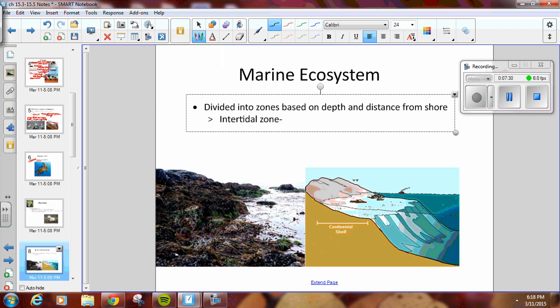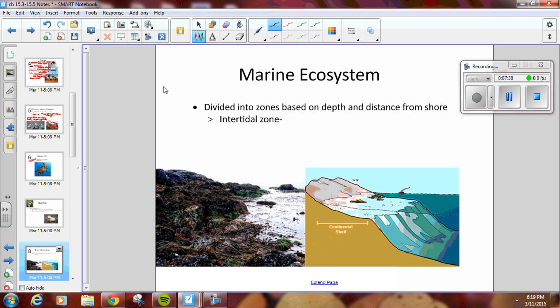So with our marine ecosystem, it's going to be separated based on a couple of factors. Okay, the first one is going to be depth, and then the second will be distance from the shore. Now, if we look at the distance from the shore first, we have what's called the intertidal zone, which means literally between tides. This is the area that when you have high tide, it's underwater.